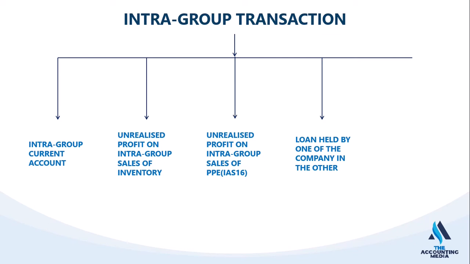And another thing that we have to look at is the intragroup dividend and loan notes. Because the parent and the subsidiary are the same group, how do we treat dividends? And when we give a loan, how do we account for the loan interest? These are the 5 basic things we will be looking at under intragroup transactions. But in today's video, we will be looking majorly at intragroup current account and loan held by one of the companies in the other, whereas the remaining 3 will be covered in our subsequent video.